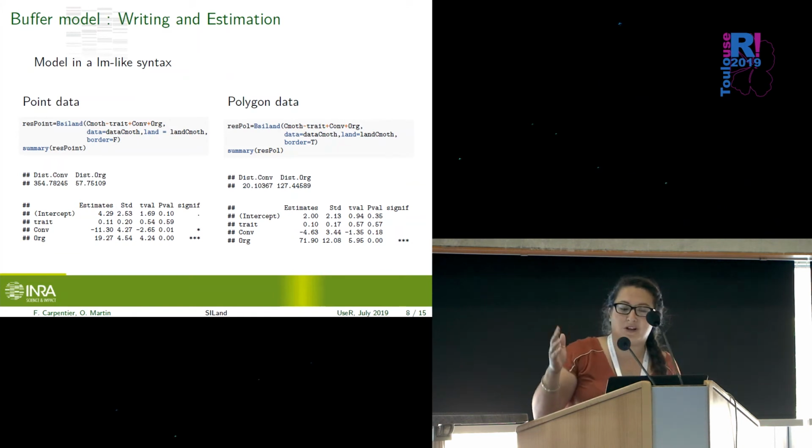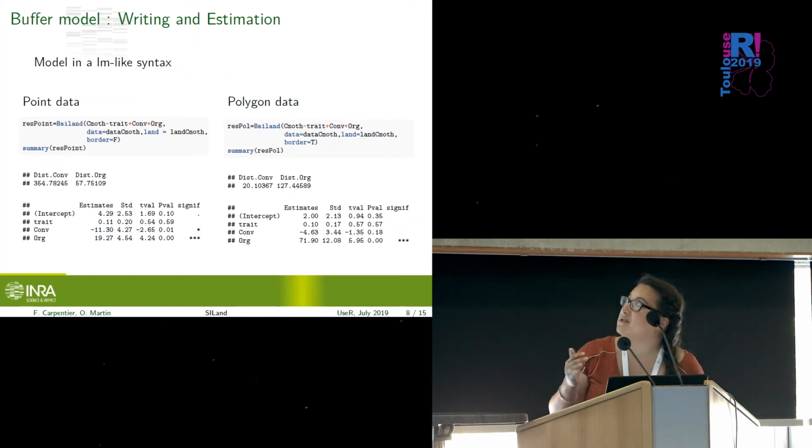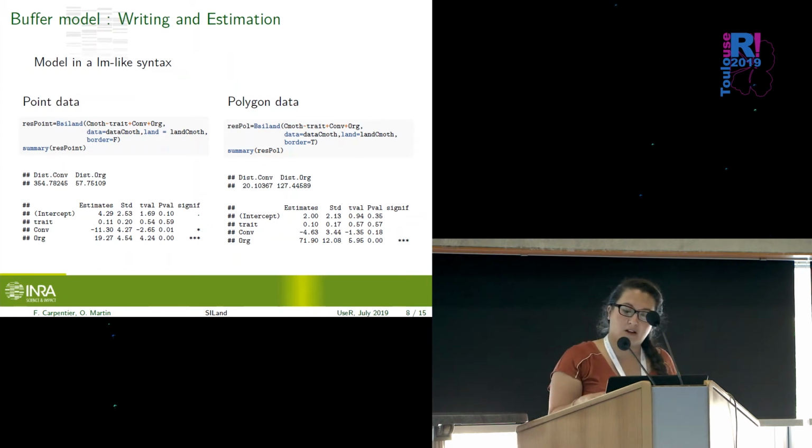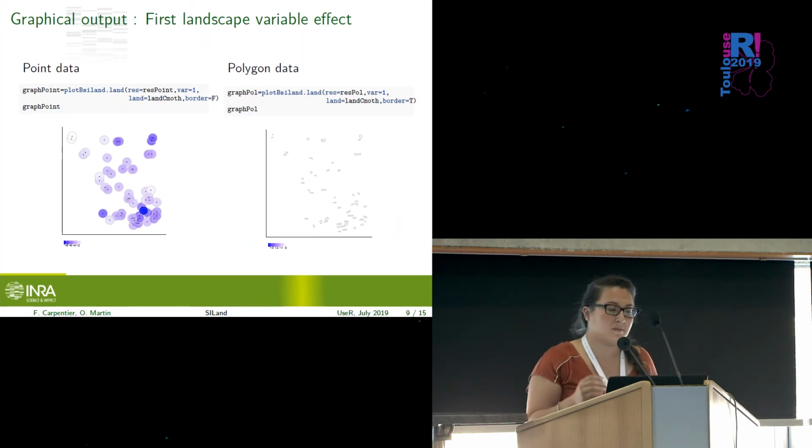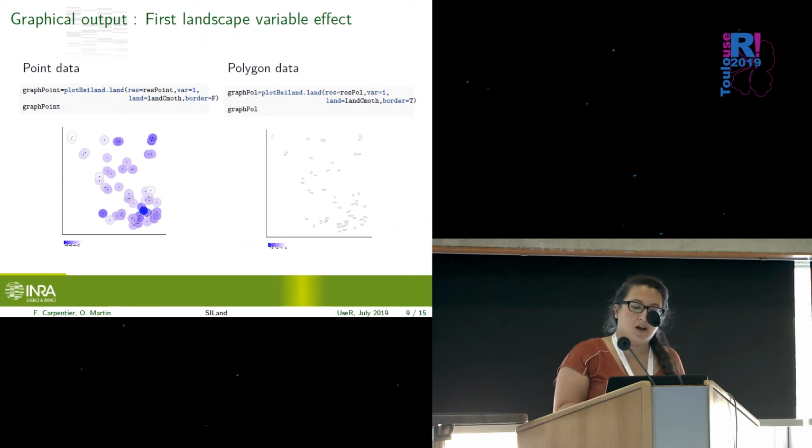When we consider polygonal data, the results are quite different, with only the second landscape variable having a significant effect, and with larger scale. We can also map the results, and there you have the results for the point data with a negative effect at large scales and no significant effect for polygonal data.